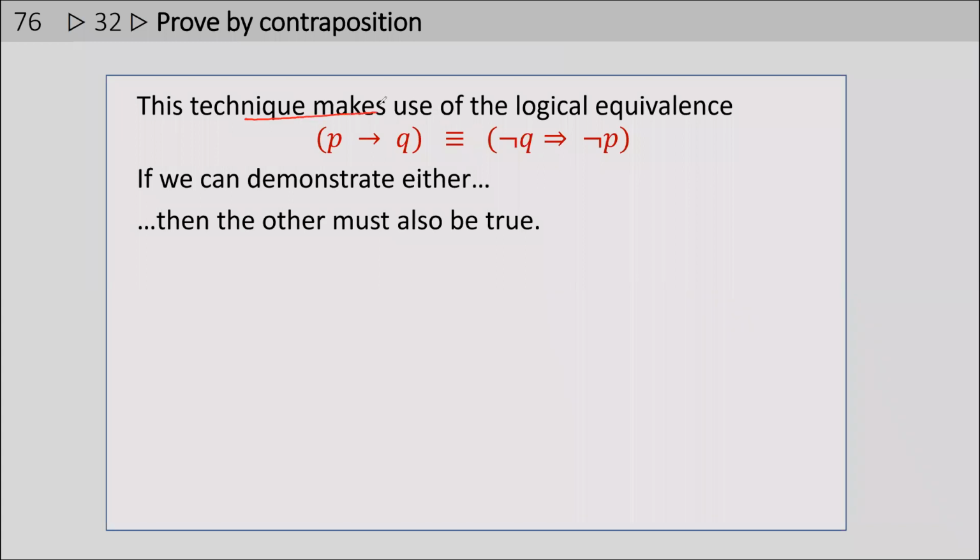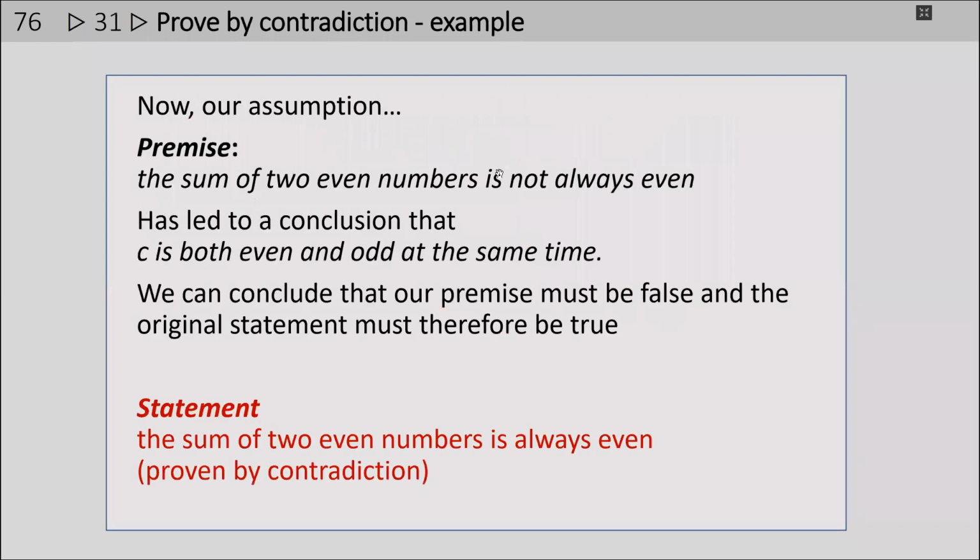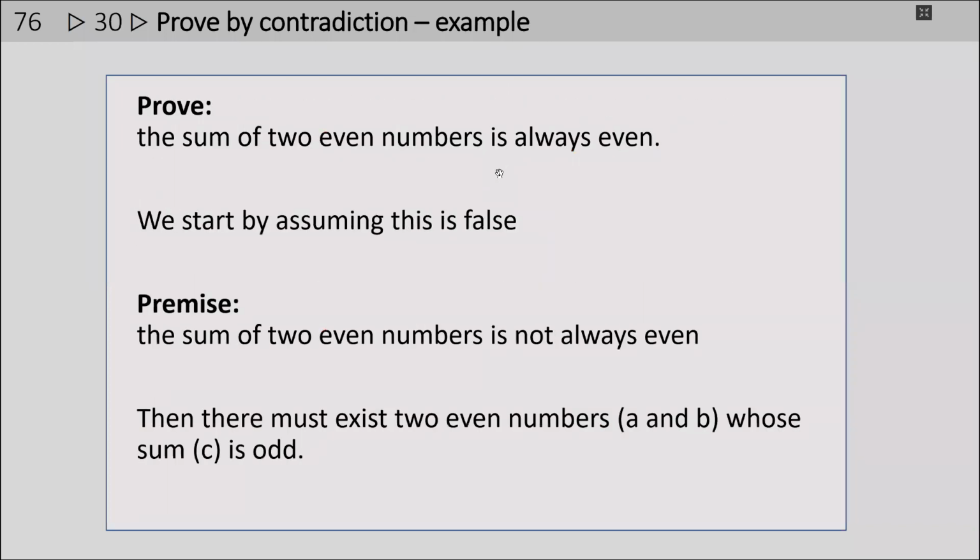التكنيك بتاع البروف باي كونتراديكشن بيعتمد على رول من اللوجيكال ايكويفالنس رول، اللي هو ايه؟ اللي هو P implies Q هو بالظبط ان not Q implies not P. ده البروف باي contraposition. ماشي يا شباب؟ by contraposition. Sorry, I jumped to another way of proving things. This is proof by contraposition. Before I do this, let's practice proof by contradiction. تعالى المثال ده.